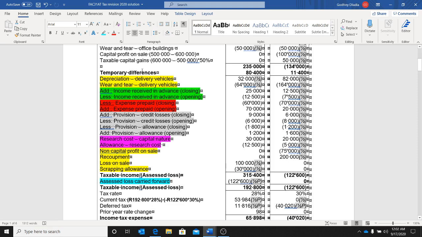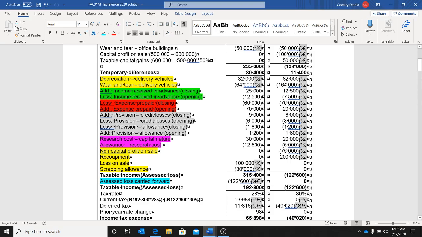But under temporary differences, that's not the only thing there, meaning the PPE. You've got income received in advance, you've got expense prepaid, you've got provisions. So technically speaking, in this question, your deferred tax is made out of how many categories? 1, 2, 3, 4, 5, 6 with assessed loss. There are 6.